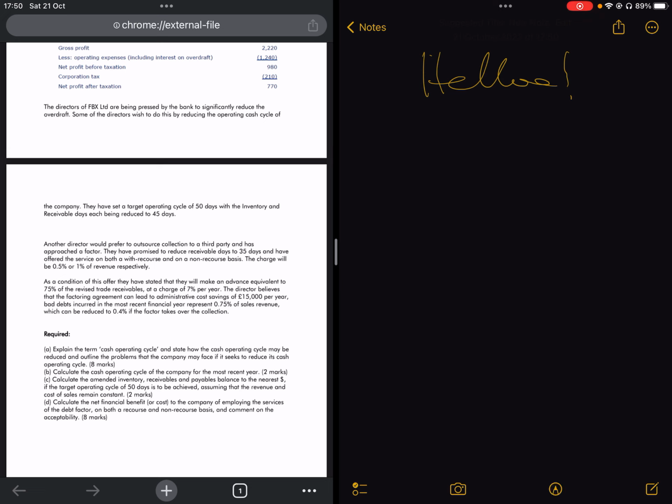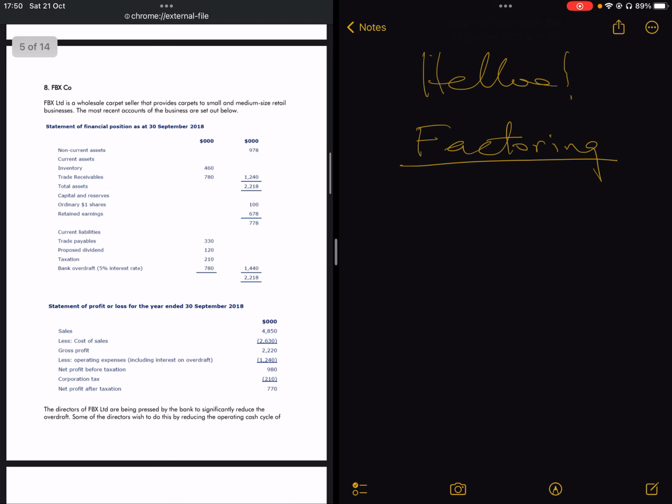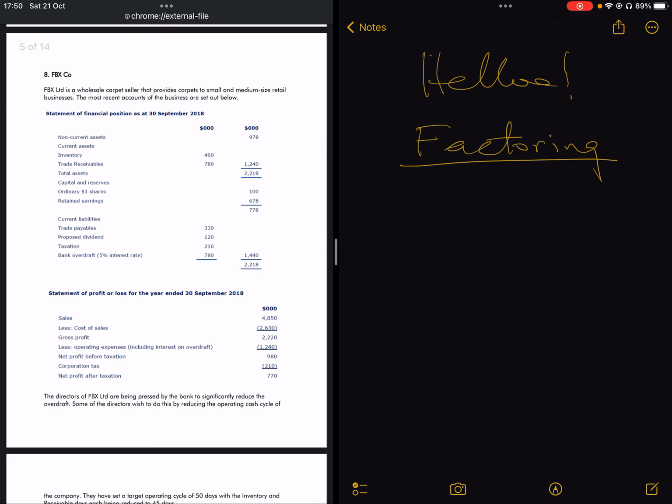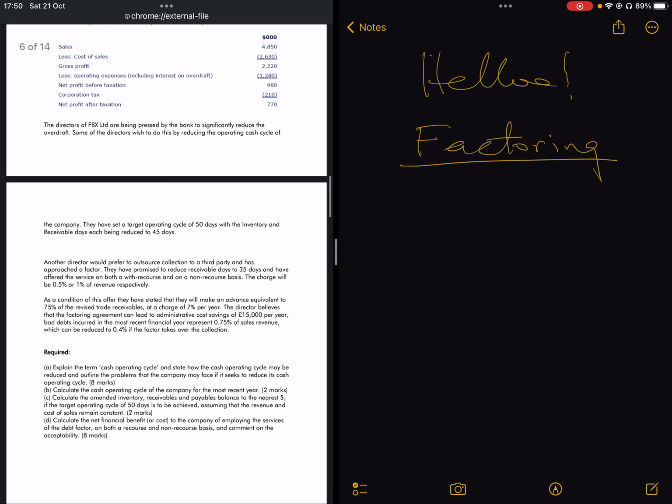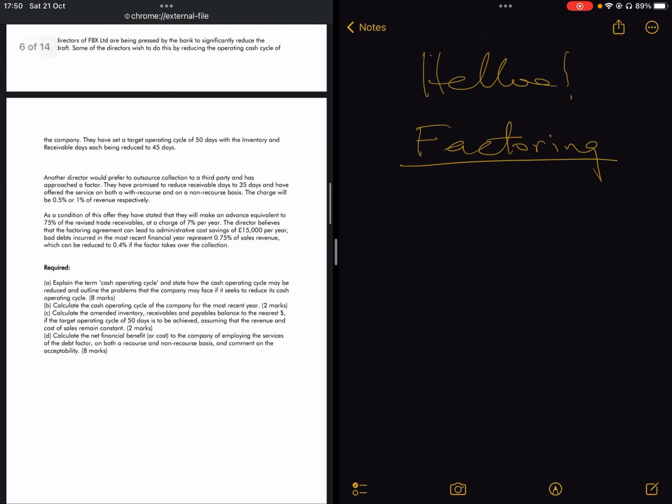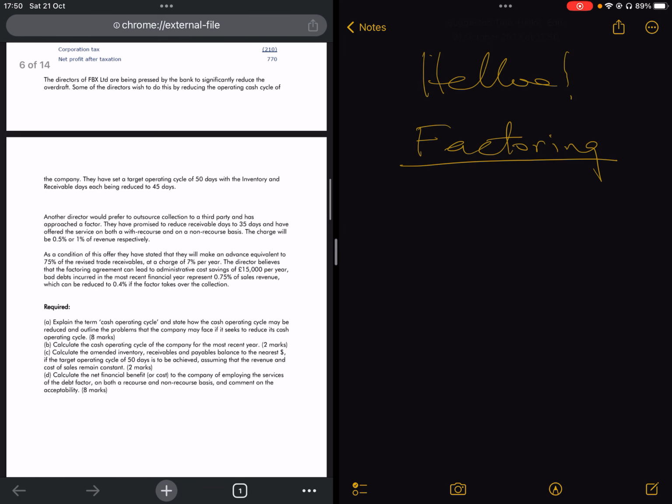Today we'll be looking at the concept of factoring. I remember I touched on this in my previous video, and this particular question that I want to solve today, FBX score. I solved the bulk of it, parts A, B, and C, in my lecture 3. Today we will look at the remaining part of this question because we've covered factoring in the previous video. So I want to solve a question on it so that you can appreciate it better.